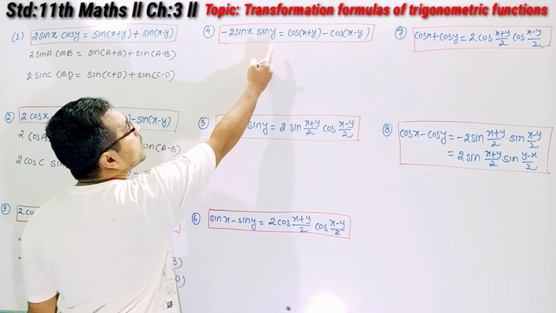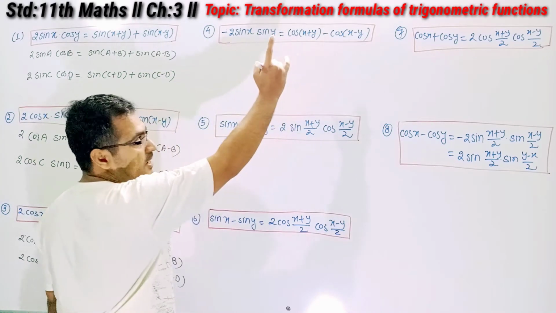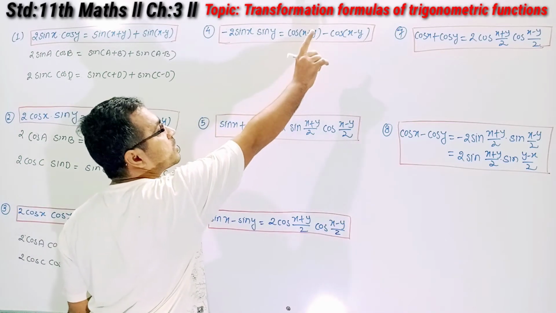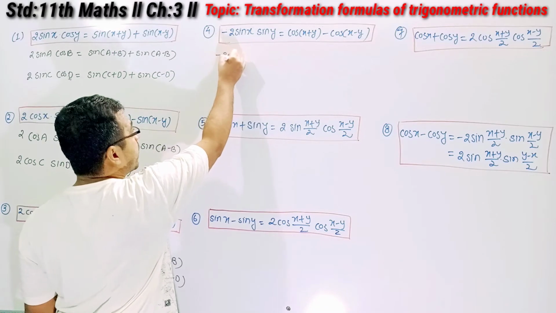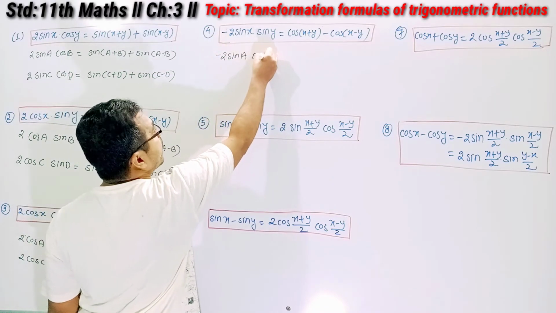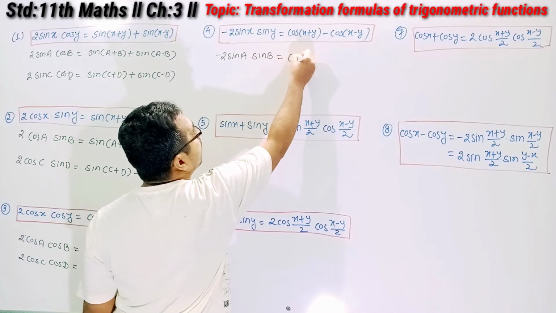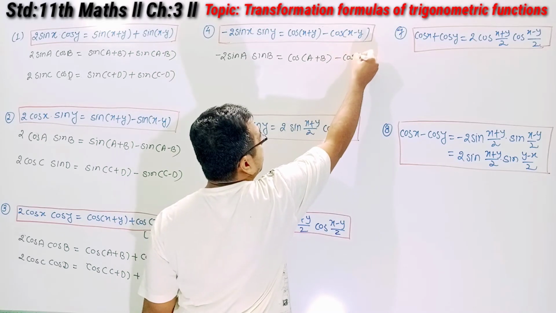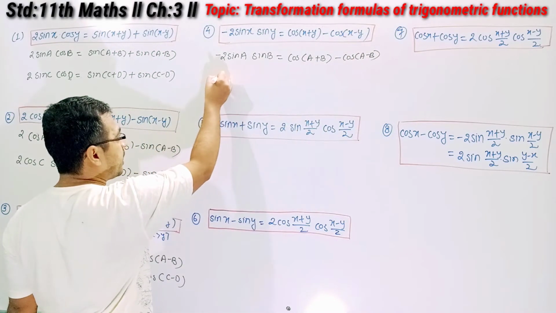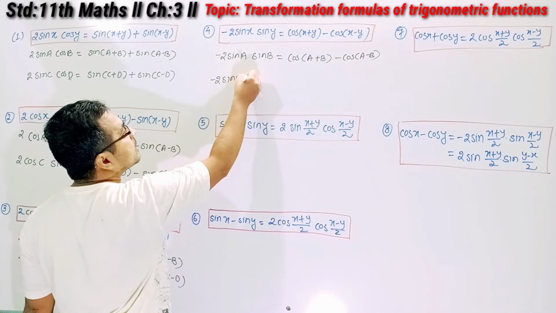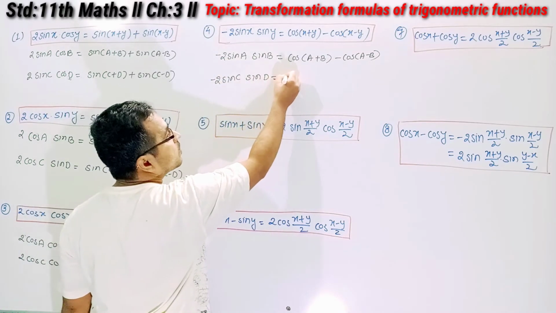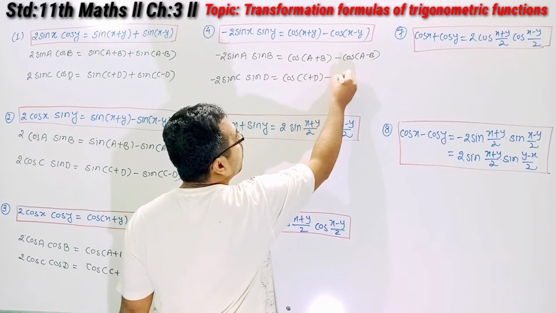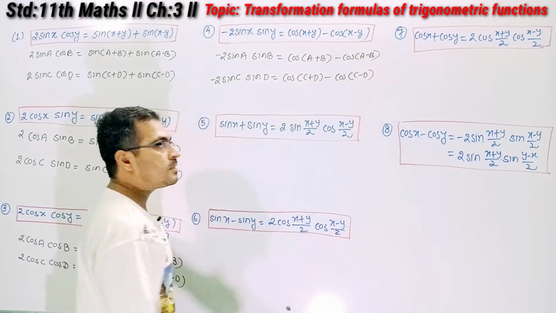Now formula number 4: minus 2 sin x sin y is equal to cos(x plus y) minus cos(x minus y). So we can write 2 sin a sin b is equal to cos(a plus b) minus cos(a minus b). Similarly, 2 sin c sin d is equal to what? cos(c plus d) minus cos(c minus d).